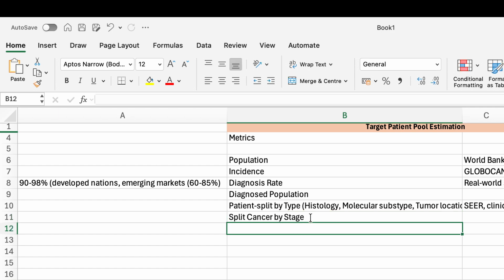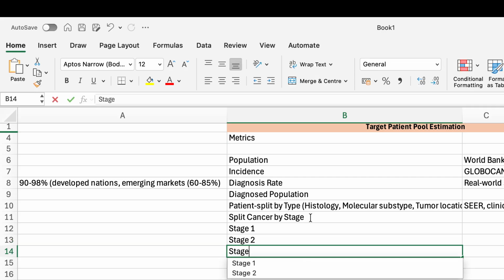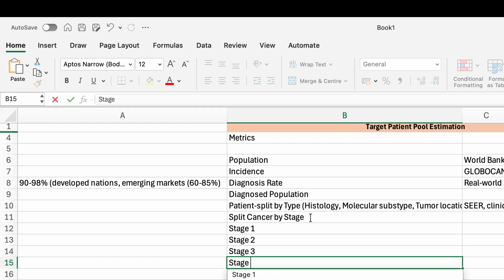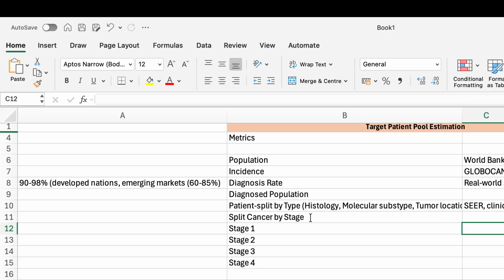So what does that mean is, we have a typical split of stage one, then stage two, stage three, and stage four, right? So we would be splitting our cancer. So we call it stage distribution, whether it is how many percentage of patients are falling in each stage, right? I'm just putting a rough number here.